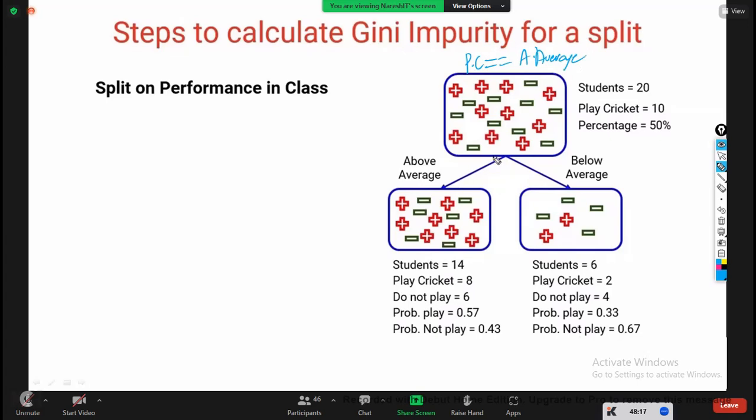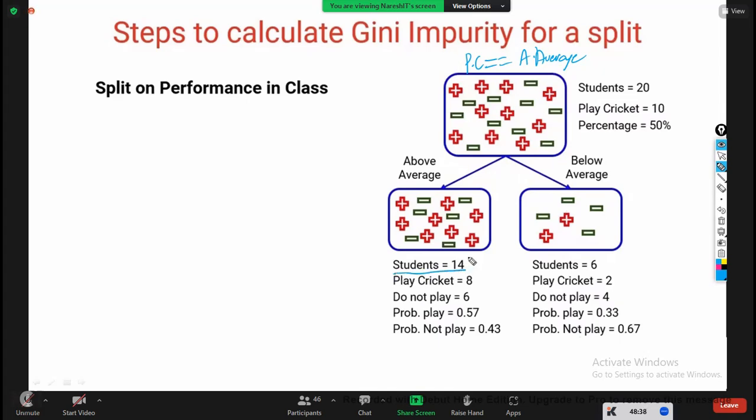And the answer is true, the answer is false. Now separate the data which is above average students. How many above average students are there? Count the number of students who are above average in the given data set. 14 of them are above average students.